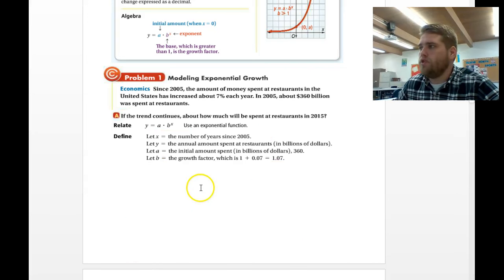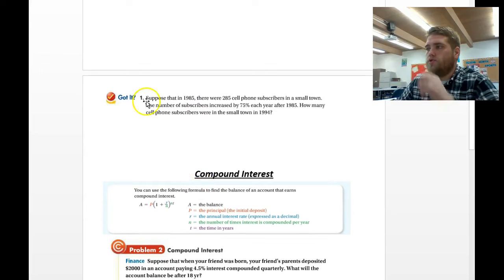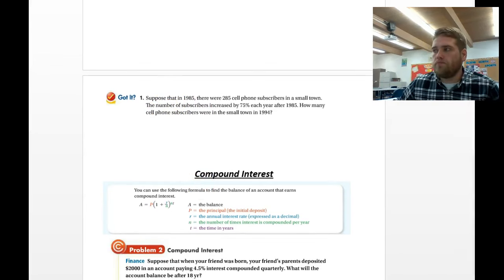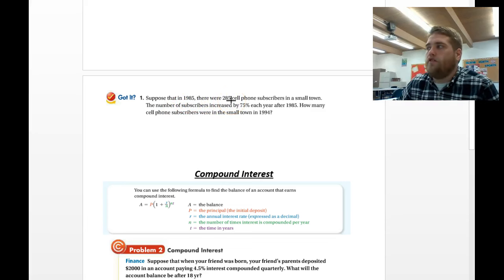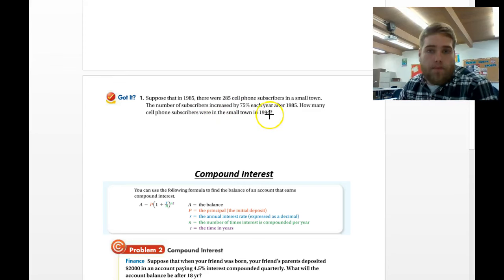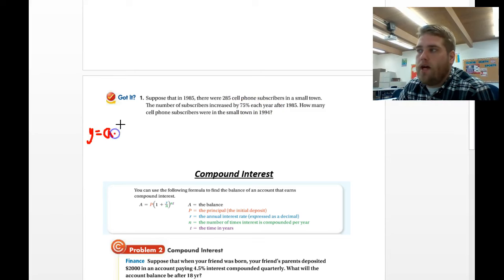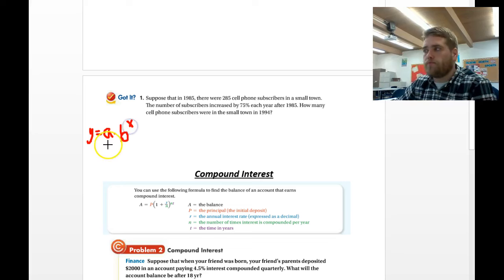Let's go down here to the next problem. Suppose that in 1985 there were 285 cell phone subscriptions in a small town. The number of subscribers increased by 75% each year after 1985. How many cell phone subscribers were in the small town in 1994? Remember, our formula is y equals a times b to the x, where a is the number we started with. So we started with 285.